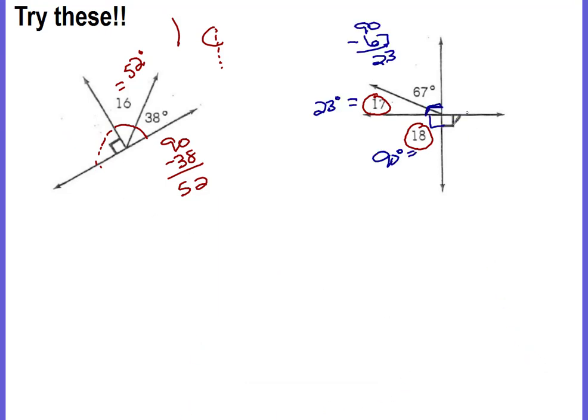Okay, this one wasn't too bad. Looking at angle 18, you can tell that it is a right angle because you have perpendicular lines, so it measures 90 degrees. Then looking at the 67-degree angle and the 13, you can tell that it also is a right angle. So it too measures 90 degrees. So these two angles are complementary. And I can subtract the 67 from the 90 and see that angle 17 is 23 degrees.